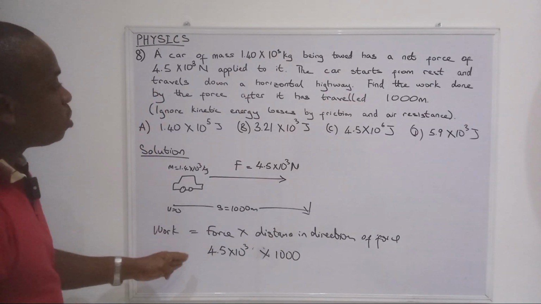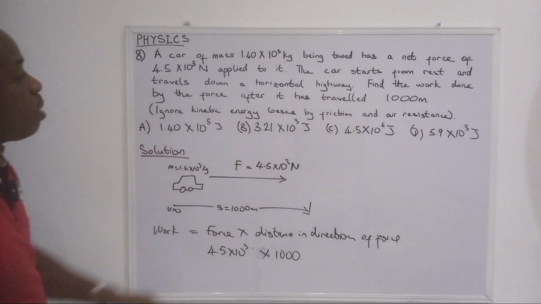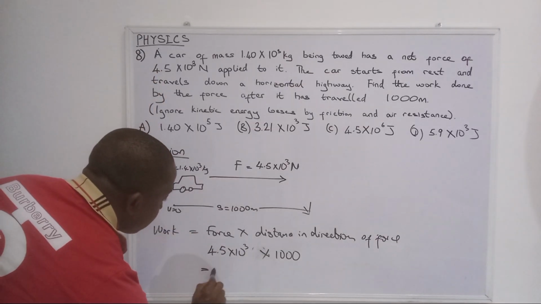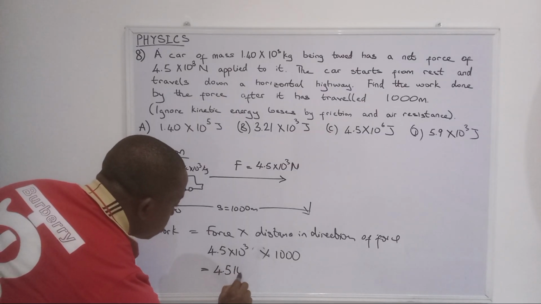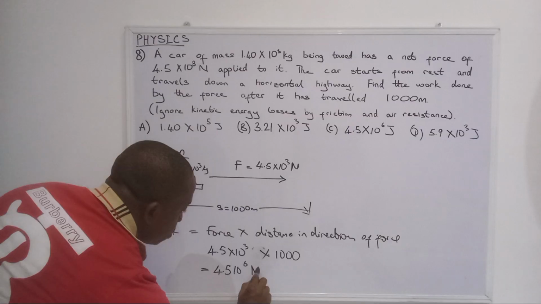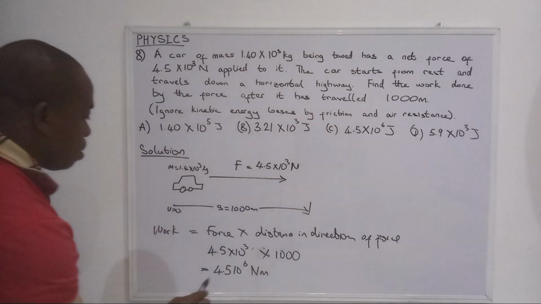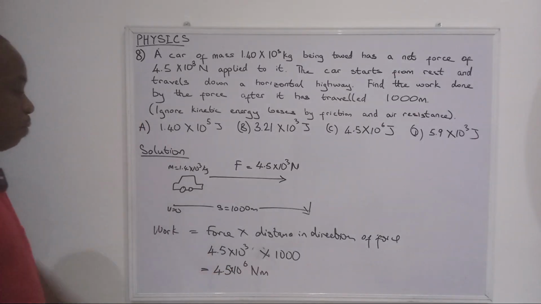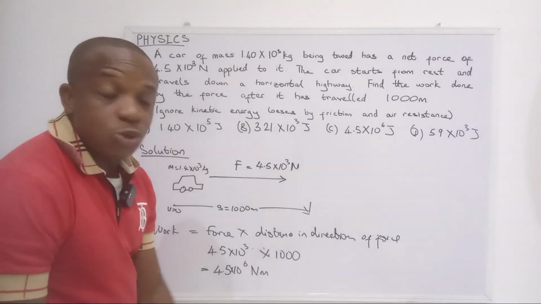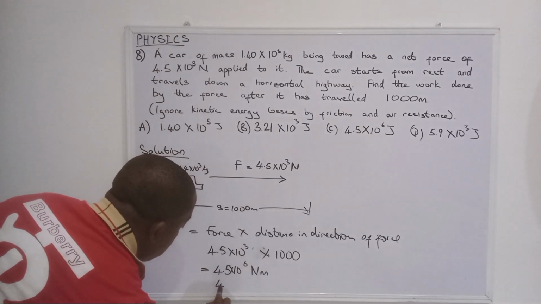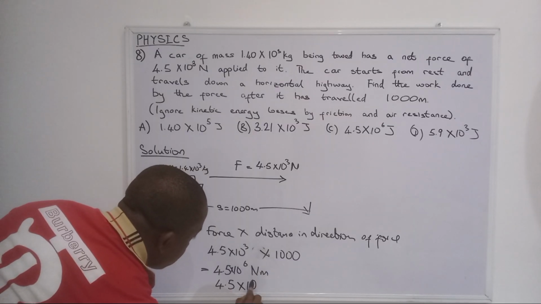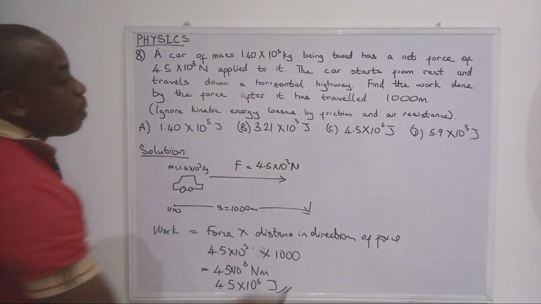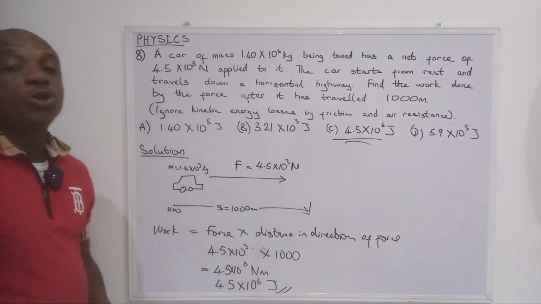We have to be careful. The units are standard: 4.5 times 10 raised to the power 3 newtons and 1,000 meters. So we can multiply and get 4.5 times 10 raised to the power 6 newton meters, right? A newton meter is also equivalent to joules, so it's 4.5 times 10 raised to the power 6 joules. So that's the work done, and that's why our answer is option C.